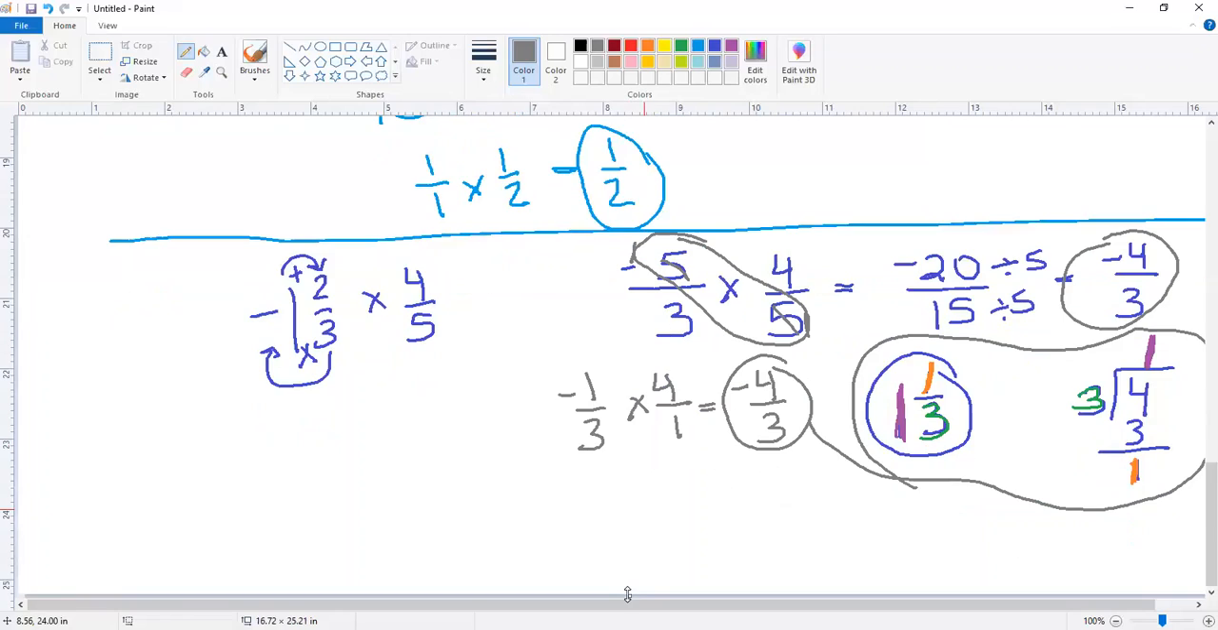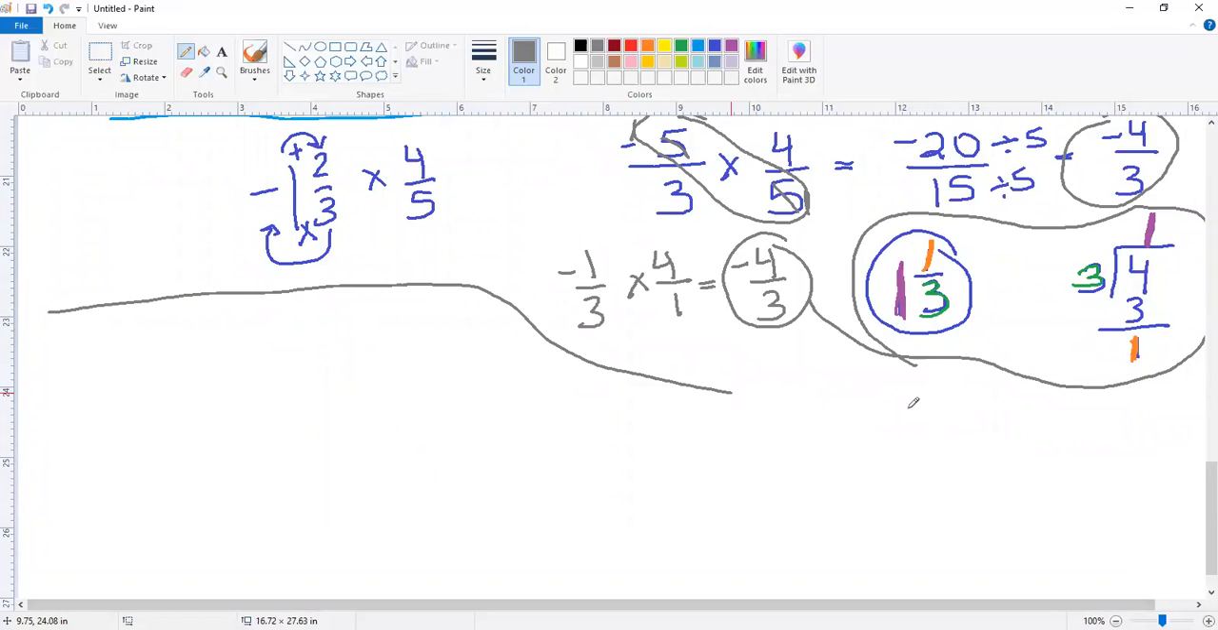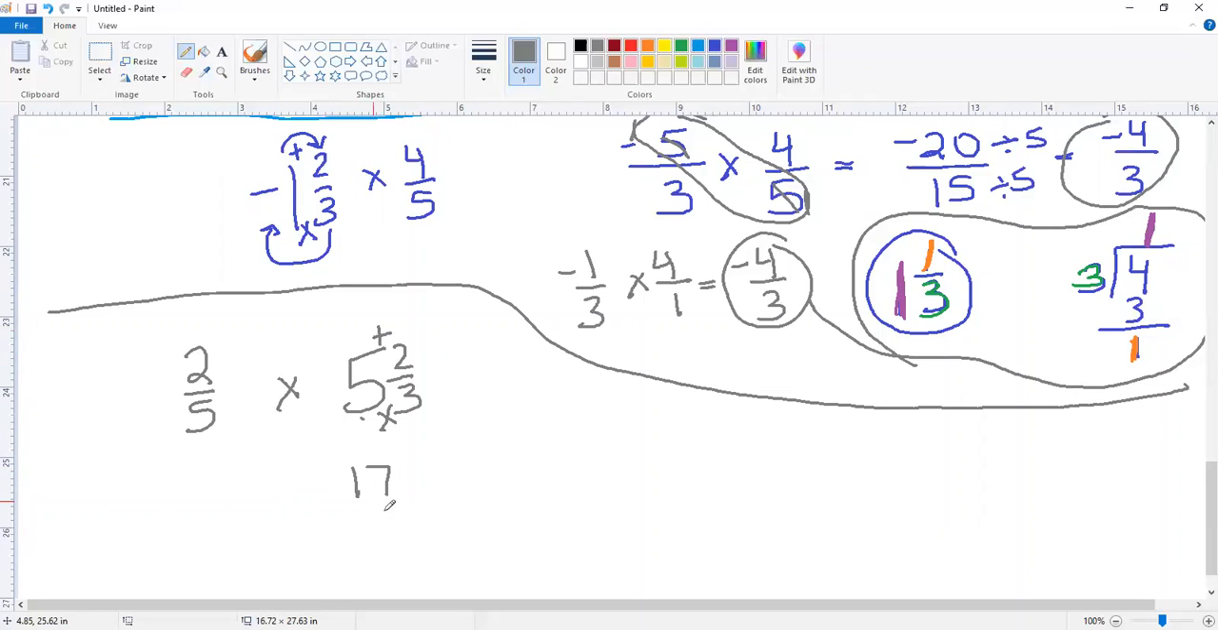Okay, ready for some word problems? Don't get too excited. Okay. So we have a garden that is 2/5 times the length. If the length is 5 2/3, what is the width? So we're just going to multiply those numbers. 2/5 times 5 2/3. We need to turn the 5 2/3 into an improper fraction. So remember, 3 times 5 is 15, plus 2 is 17/3. So we have 2/5 times 17/3.